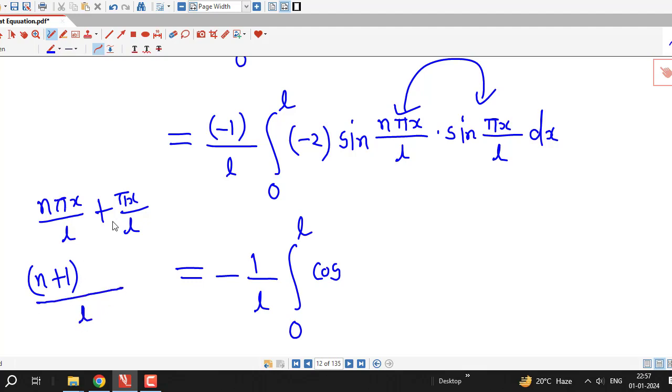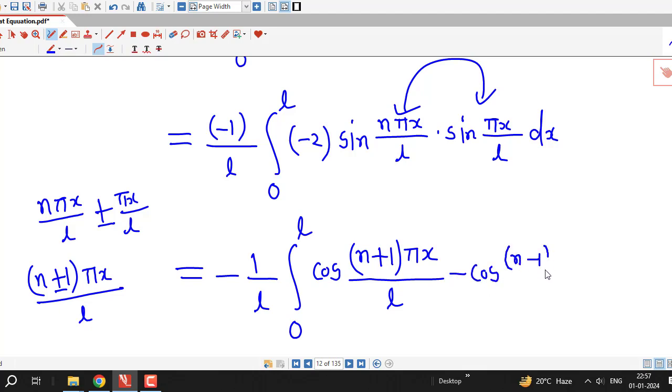In the denominator I have L and n pi x plus pi x. So we can take pi x common and we have n plus 1 times pi x. And if I have the negative sign, here I will have n minus 1 times pi x by L. So first I am writing the addition of two angles, that is cosine of (n plus 1) pi x divided by L, minus cosine of (n minus 1) pi x divided by L, and then I have to integrate this with respect to x.